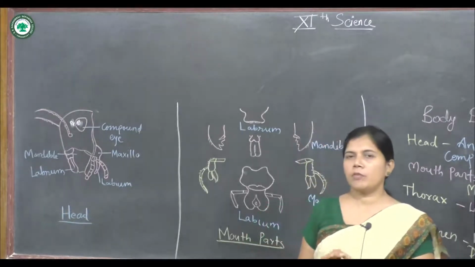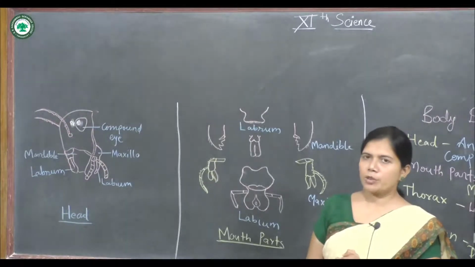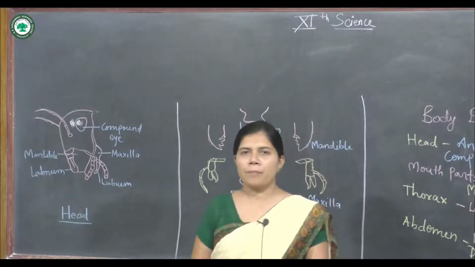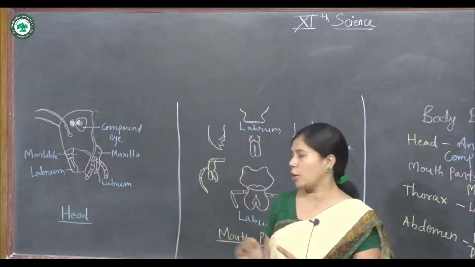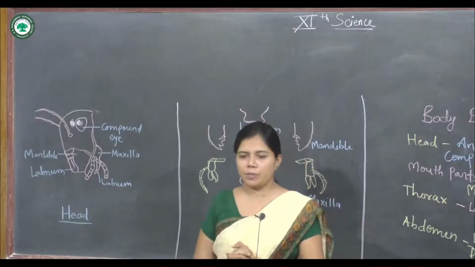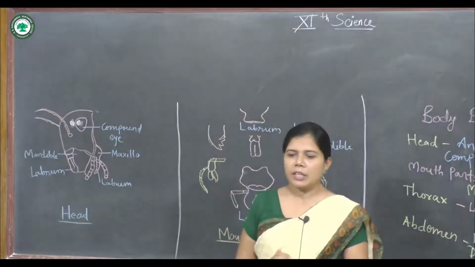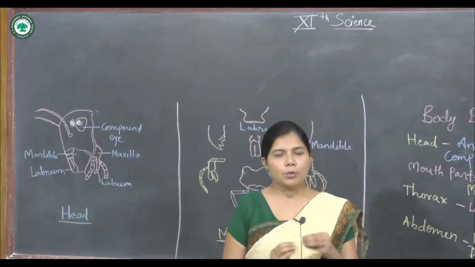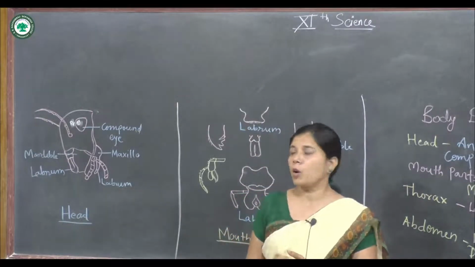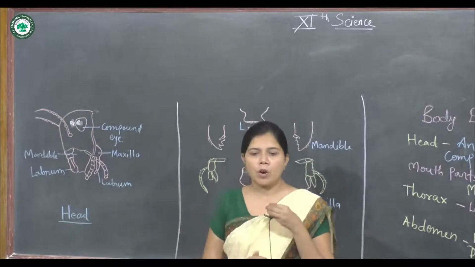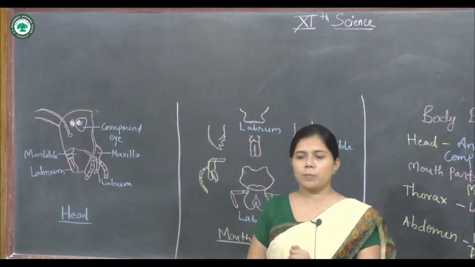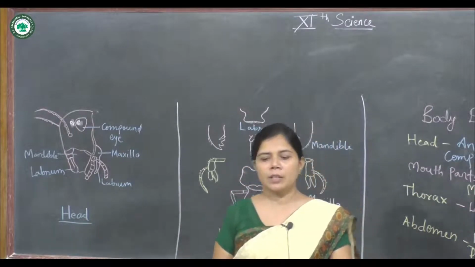So students, now we start with the first division of the cockroach, that is the head. The head of the cockroach is formed by the fusion of 6 segments. It is triangular or ovate in shape. It is highly mobile due to the flexible neck, and it bears a pair of long antennae, a pair of compound eyes, as well as the mouth parts. These mouth parts are used for chewing and biting of food.